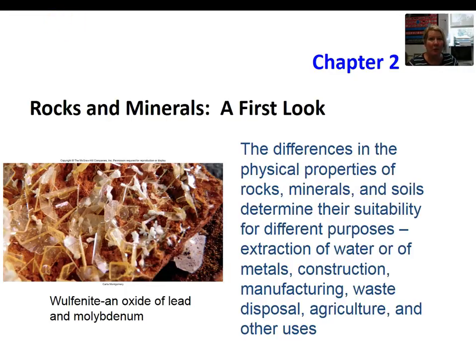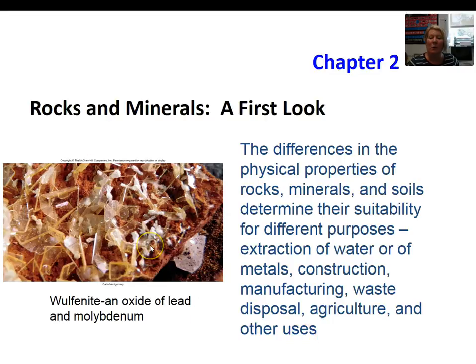This is not the main focus of this course, but being a geology course, it needs to be discussed in some detail. The differences in the physical properties of rocks, minerals, and soils determine how suitable they are for different purposes. For example, do they contain water? Do they contain valuable metals? Can they be used in construction and manufacturing? What about waste disposal and agriculture and other uses?